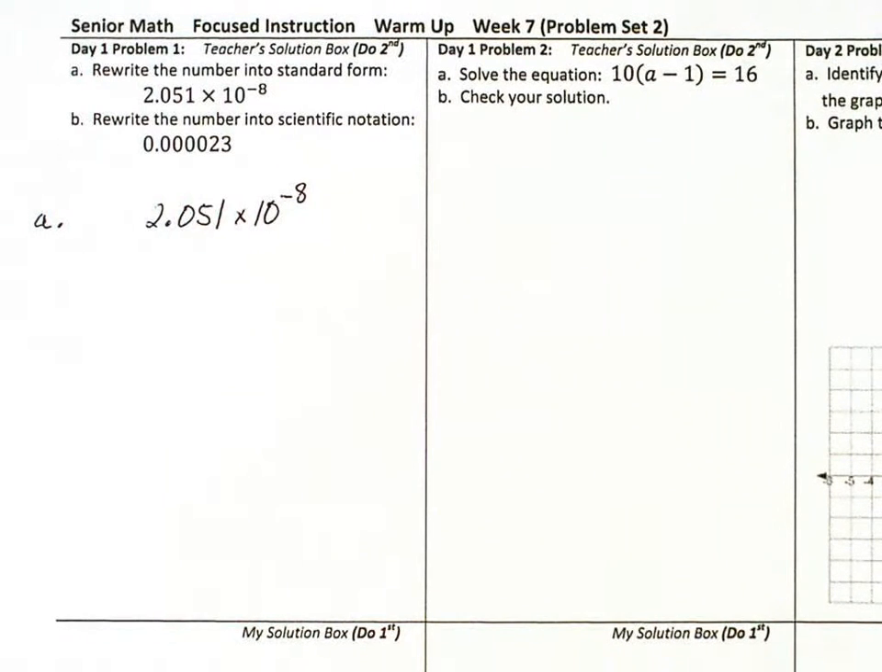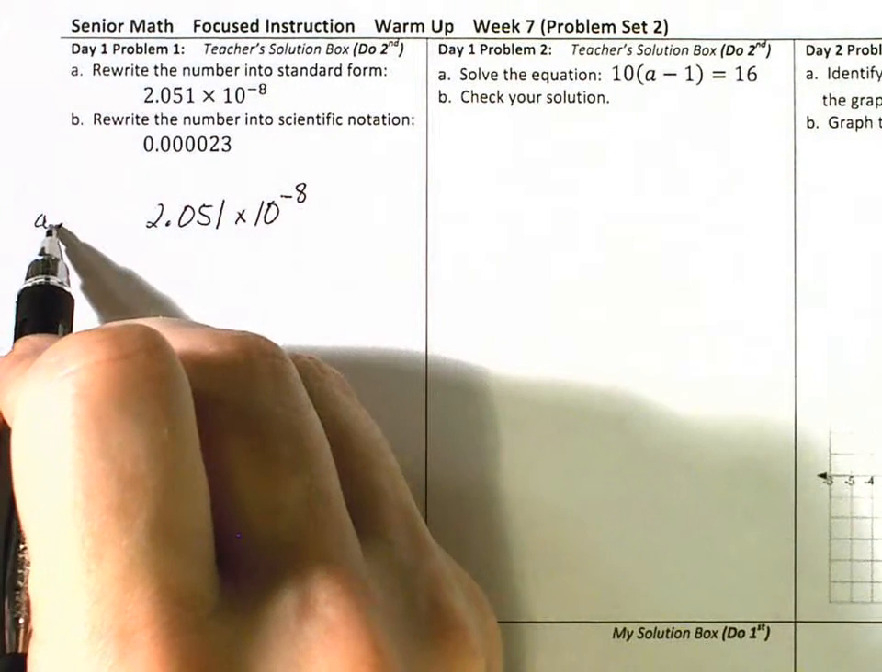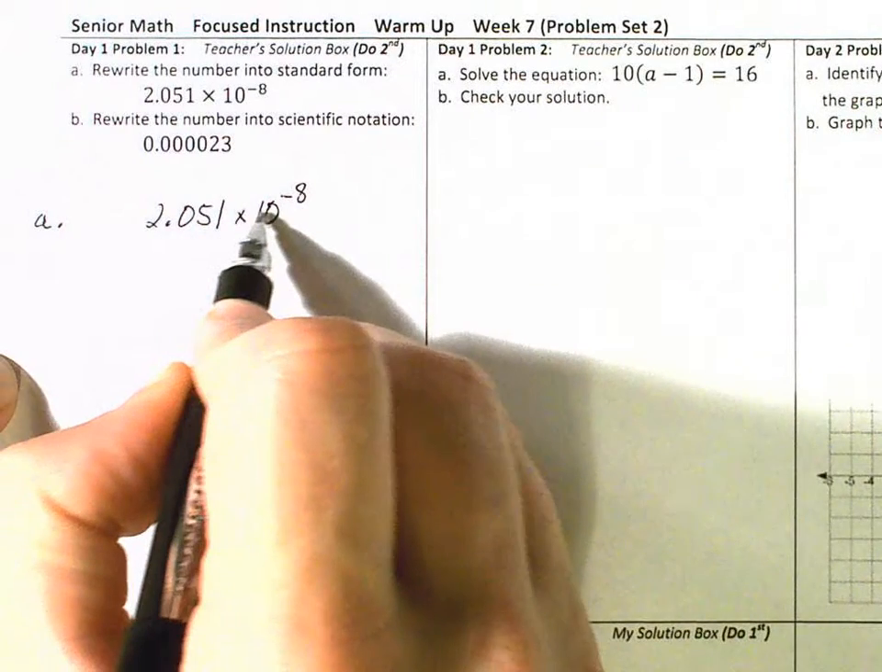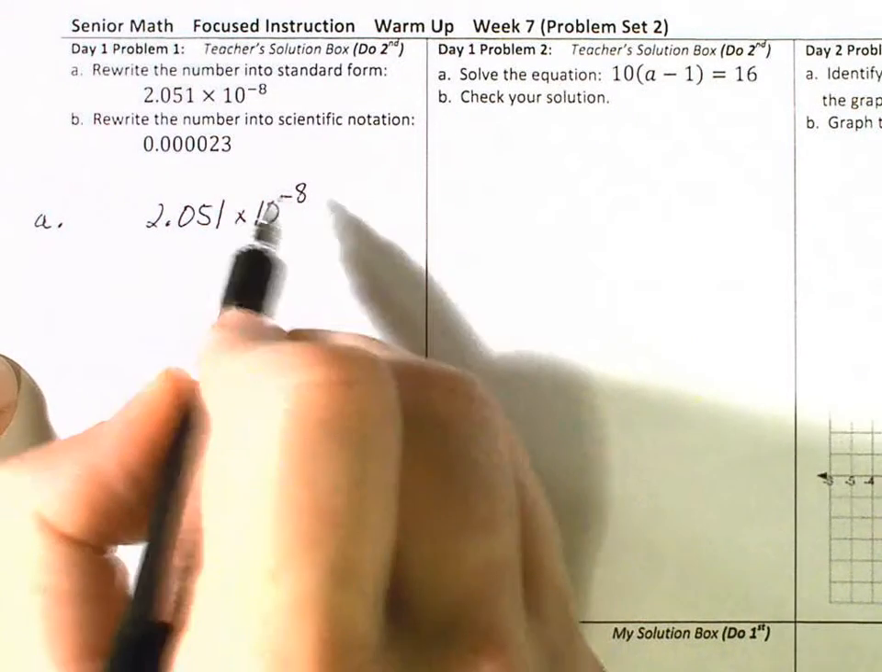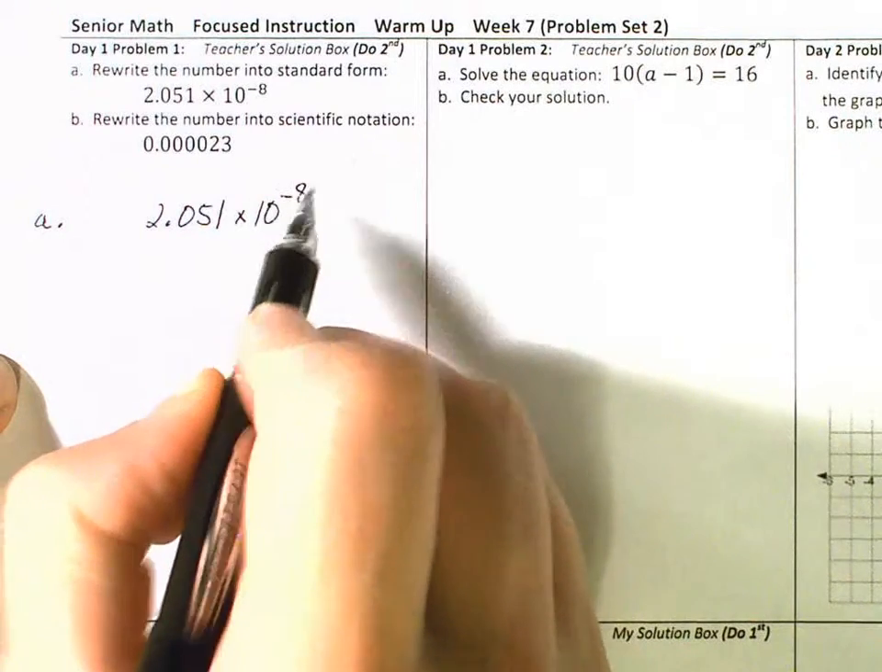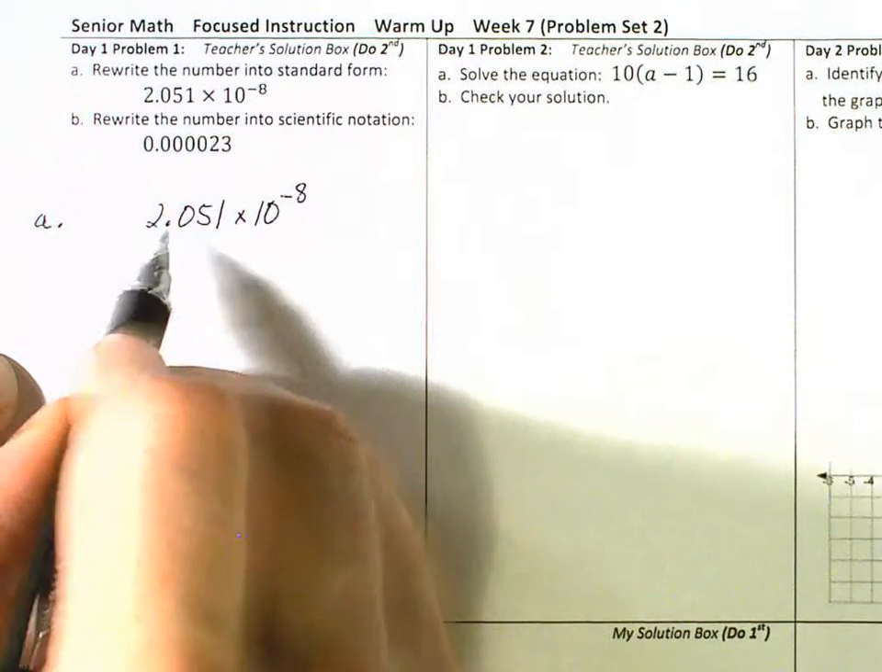Here's the solution for day 1, problem 1. Question A, rewrite the number into standard form. And so I've written question A here and copied down the number in scientific notation, and then we will use the exponent on the 10 to move the decimal point.